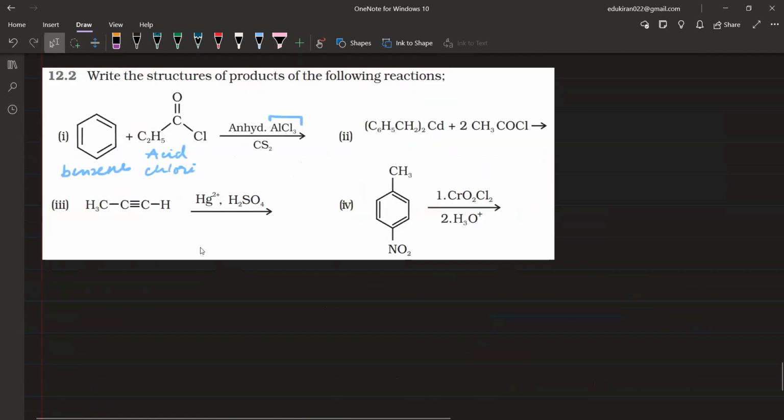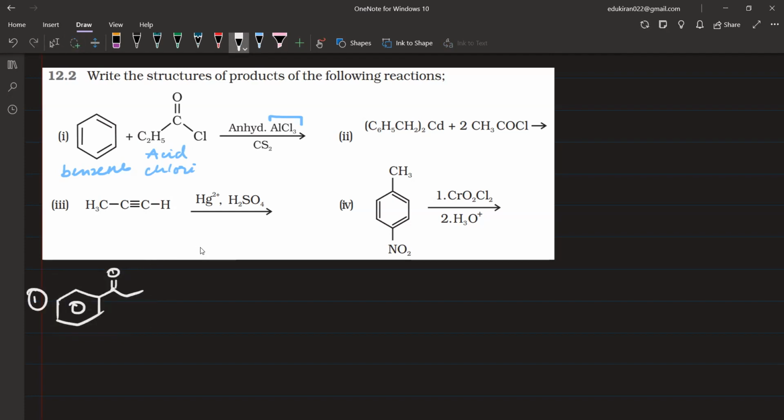Okay. This is Friedel-Crafts acylation. We have done this question in our book, it is there in your notebook. 3 carbon atoms, 1 2 3 carbon atoms, and this is going to have C double bond O. This is the product for the first one.